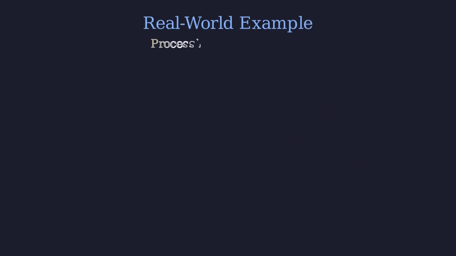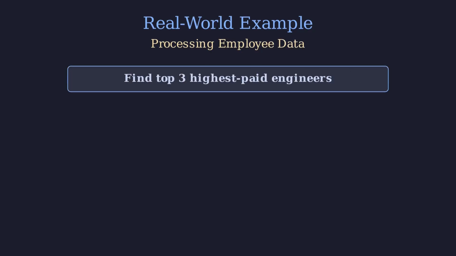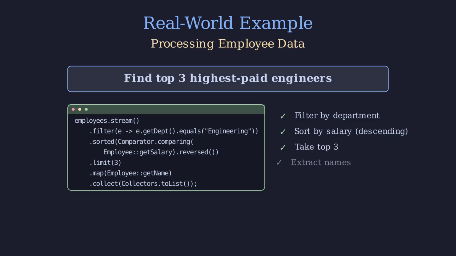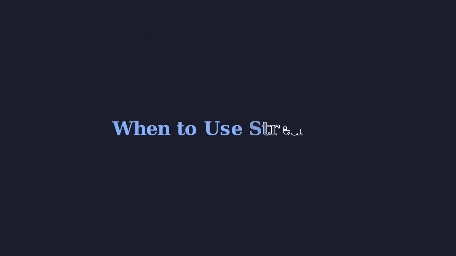Let's put this all together with an example. Imagine you are interacting with a database and you want to find the top 3 highest paid engineers at a company. You could do this with a stream by first filtering the list of employees. You could then sort that list with a custom comparator. Then you could limit your list to the top 3, extract the name with the map function, and collect the results into a list. There are many other things you can do with streams.